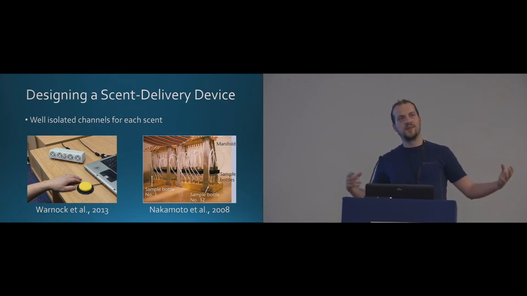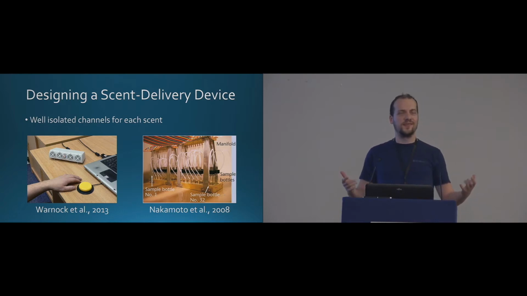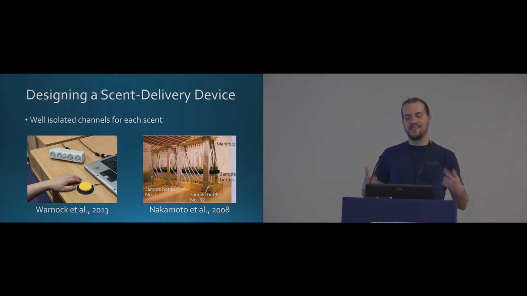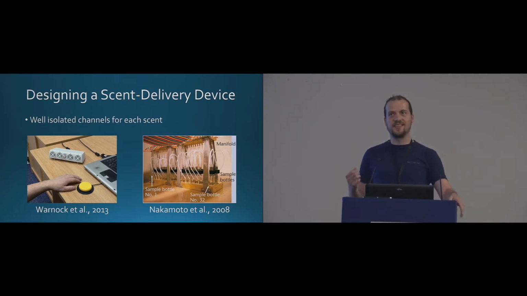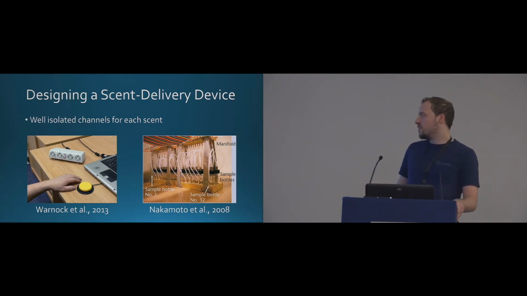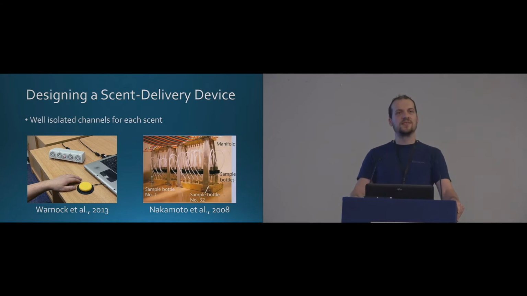So the scent molecules can go outside the tubes even if the device is off, and then mix with each other. So it's very hard to get a clean scent out. But in the example of Nakamoto, he was using plastic tubes for every scent channel, which basically excluded cross-contamination issues.